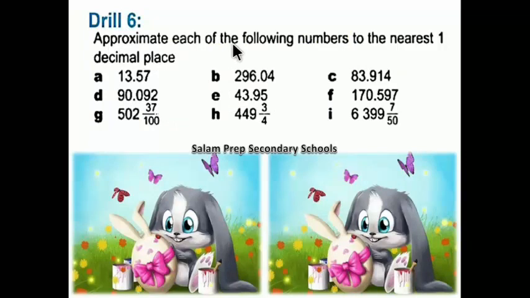Let's solve drill 6. Approximate each of the following numbers to the nearest 1 decimal place. Take care. Nearest 1 decimal place means nearest tenths. Okay? Tenths in decimal part. Try to solve these problems and check.